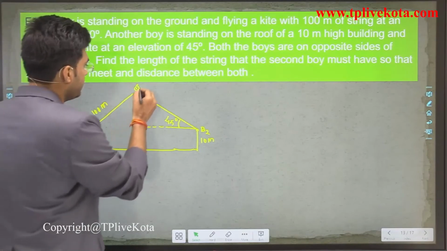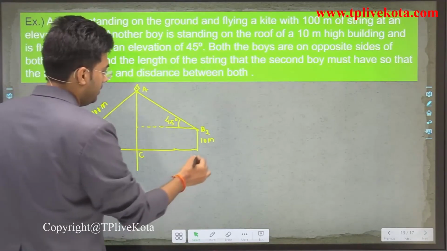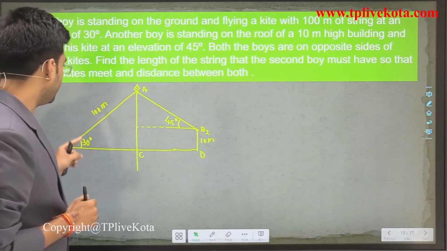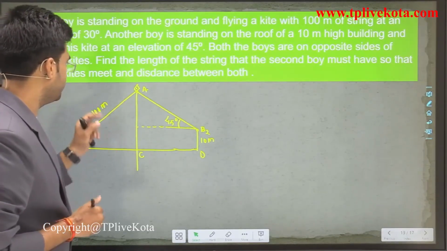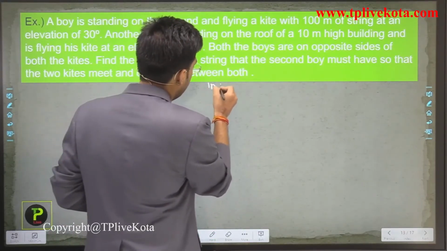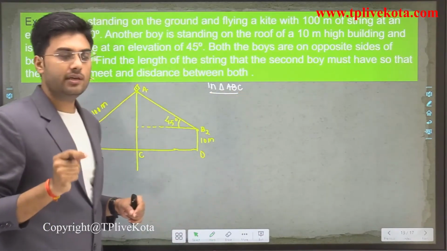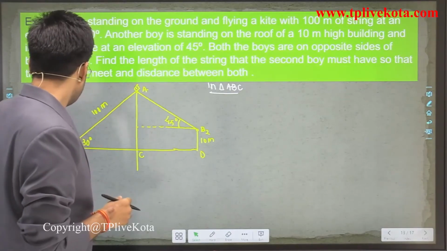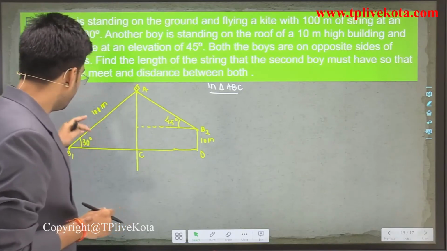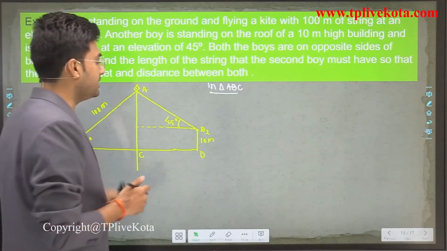Now let this point be A, this B1, C, D, and this B2. Now first of all, in triangle ABC, we have this angle 30 degree and we require AC and B1C. So first of all, here we have the hypotenuse and we require the base and perpendicular. So let's apply sine 30 degree.